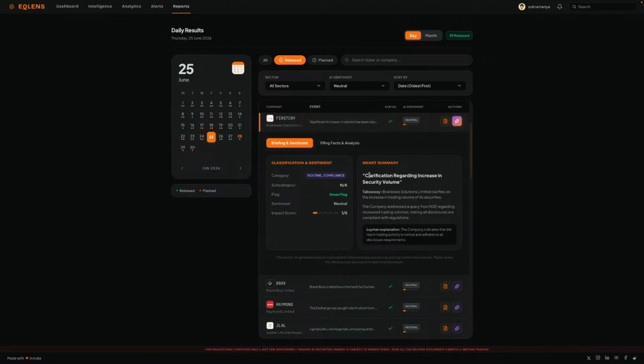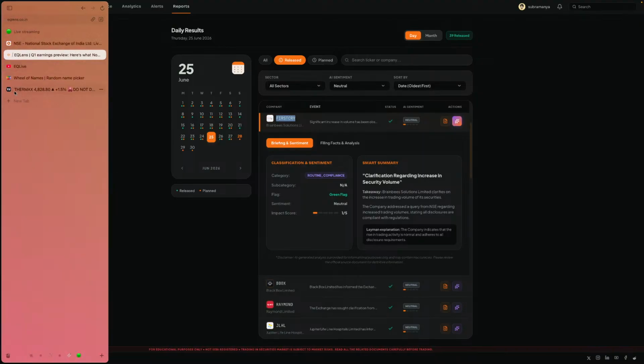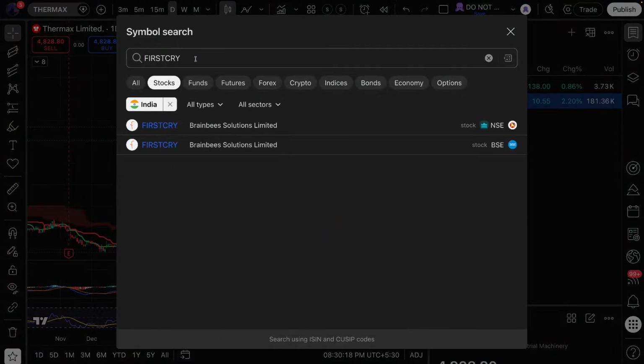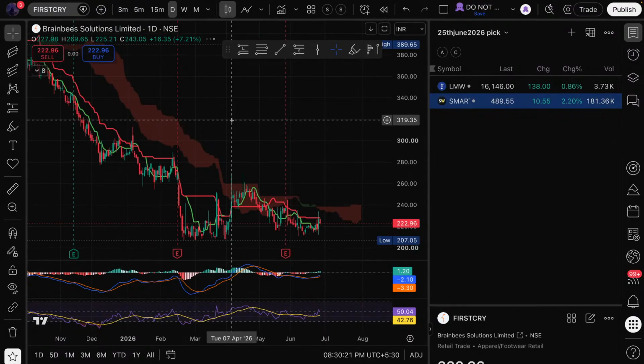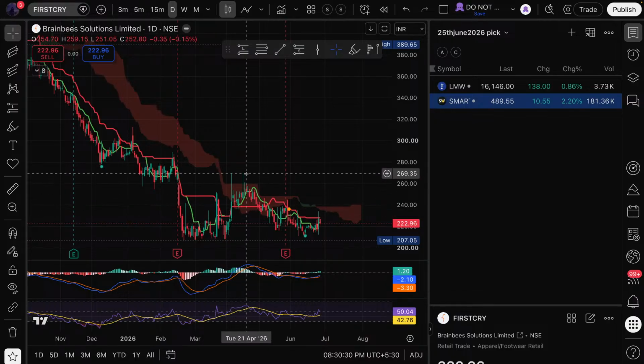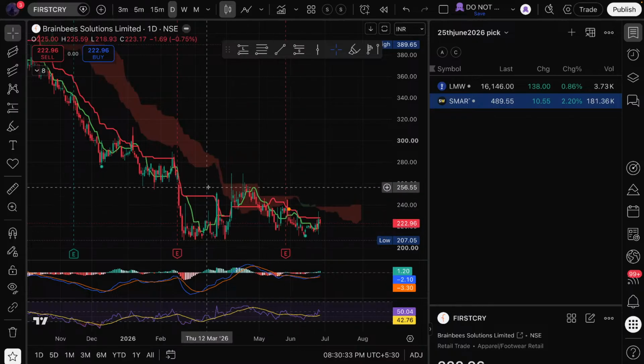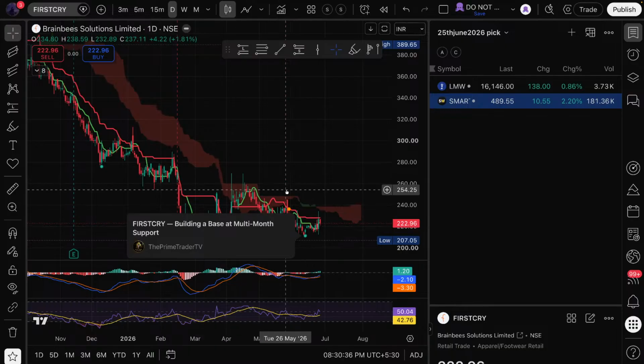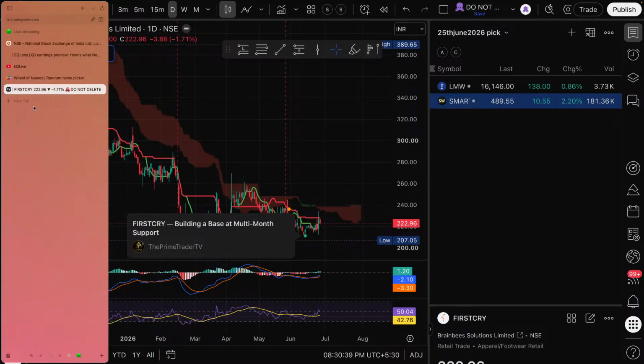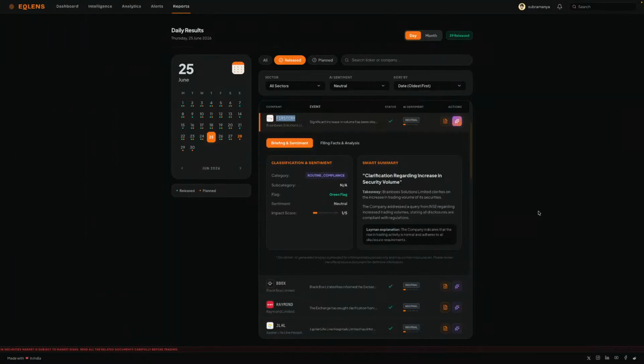Clarification regarding the increase in security volume. This is FirstCry. So we had seen FirstCry jumping like anything a few days back. Yeah, here. This was the day. It went from 225 and it reached 269 and then it started dipping. So most probably they are asking about the same volume. Usually NSE asks these questions, like why there is a spike, so that retail investors are safe from any kind of insider trading or other unknown things.